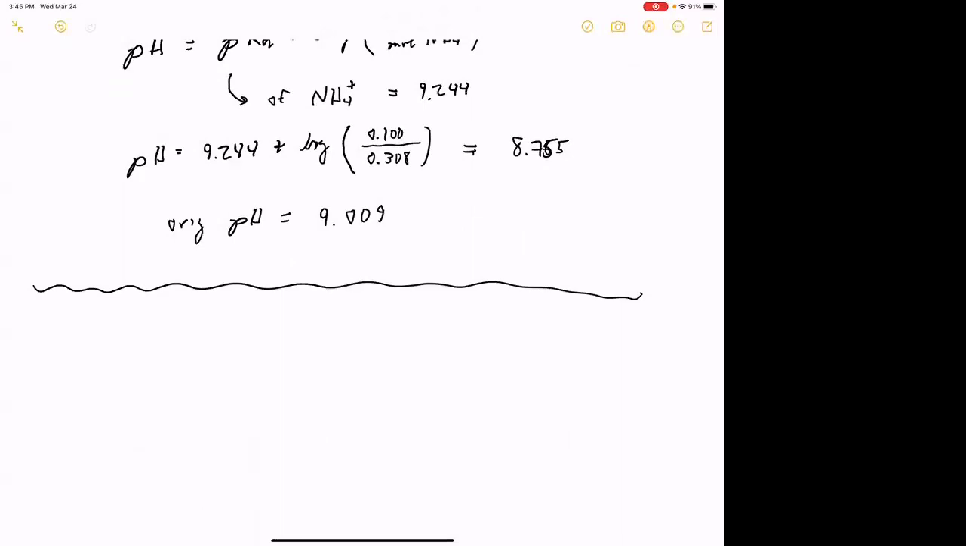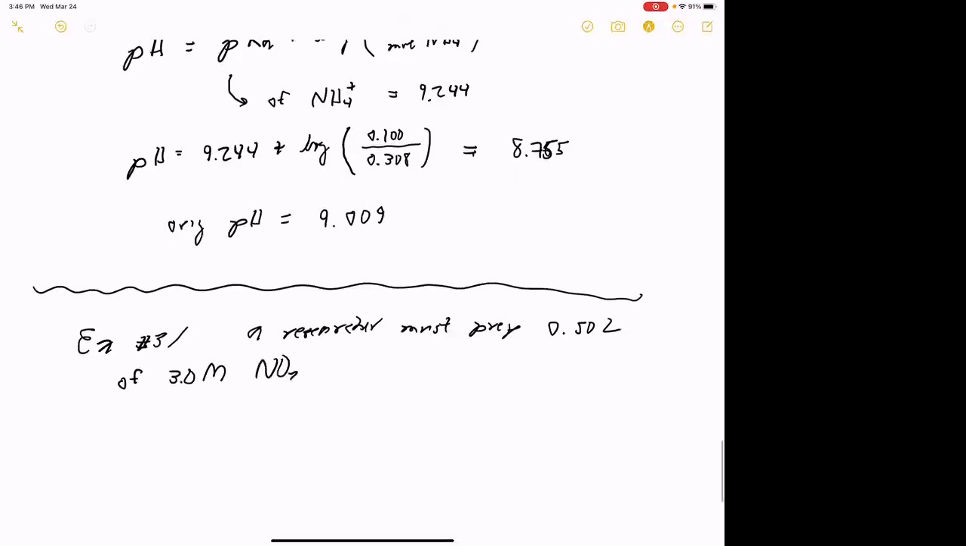All right, so let's look at another example. And this is the one that's going to really tie into your homework as I sort of see it going. So this will be example number 3. All right, so here's what we got. We're going to say we have a researcher who must prepare 0.50 liters of 3.0 molar nitrite buffer at pH 3. All right. How are they going to do this? So in other words, what steps does the researcher have to go through to do that?